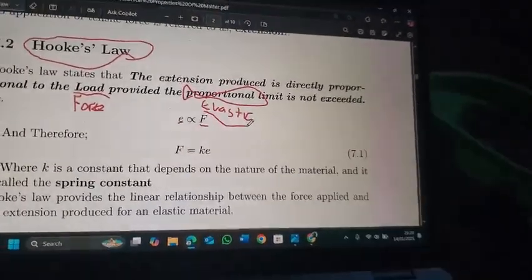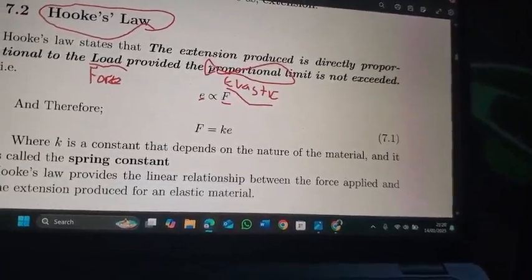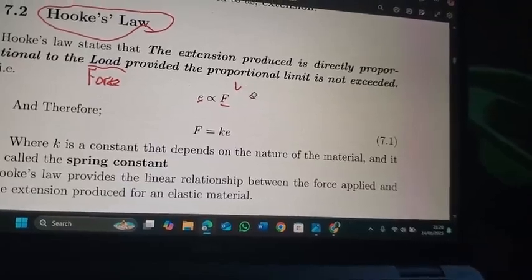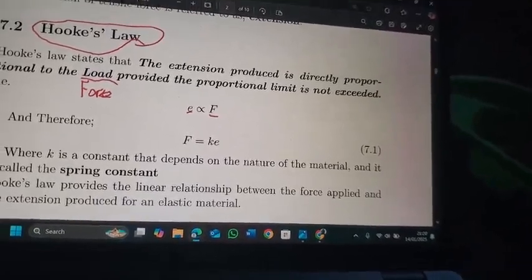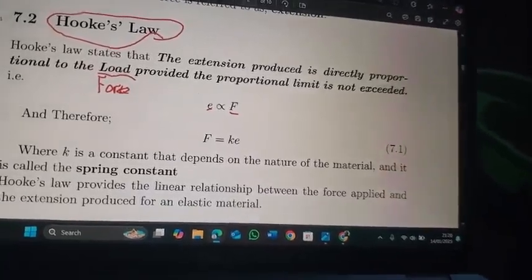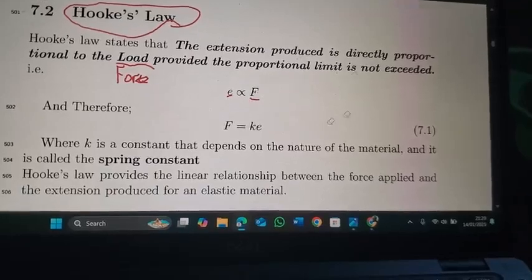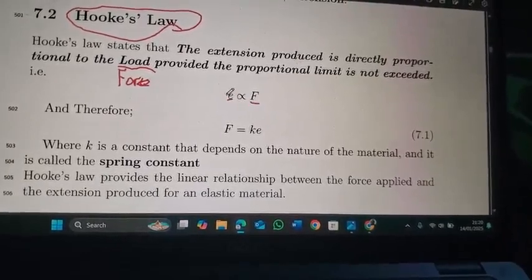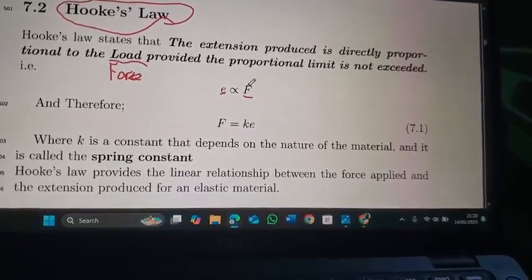When the force is within this limit, then the material returns to its original size and shape. But when the force is beyond this elastic limit, then the material does not regain its original size and shape, and that type of deformation is no longer called elastic deformation. It's now going to be called plastic deformation. So that is basically what this law talks about. It's generally a relationship between an extension produced in a material and the force which causes that extension.